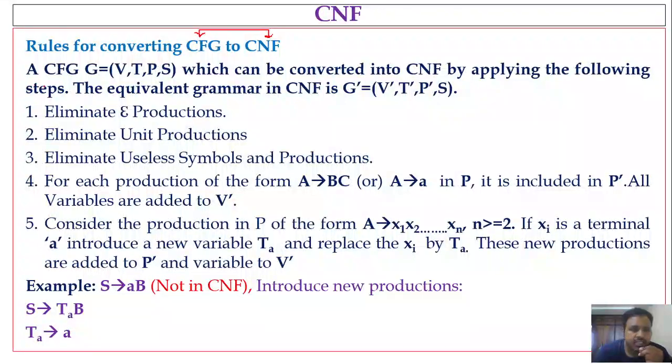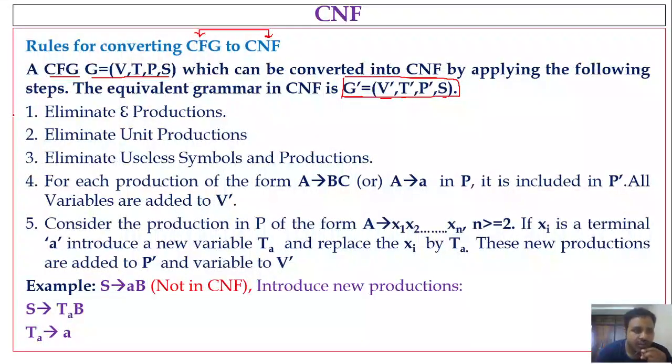So here, the same point I mentioned: a context-free grammar G equals (V, T, P, S) can be converted into CNF by applying the following steps. The equivalent grammar in CNF is G' equals (V', T', P', S). So this is the resultant grammar, right? Let us have a look at the rules that we use for converting the CFG into CNF.